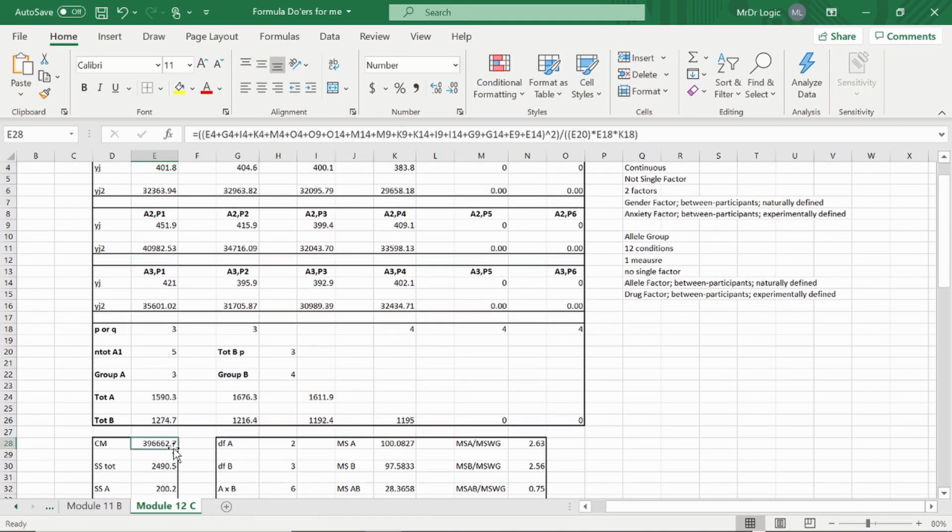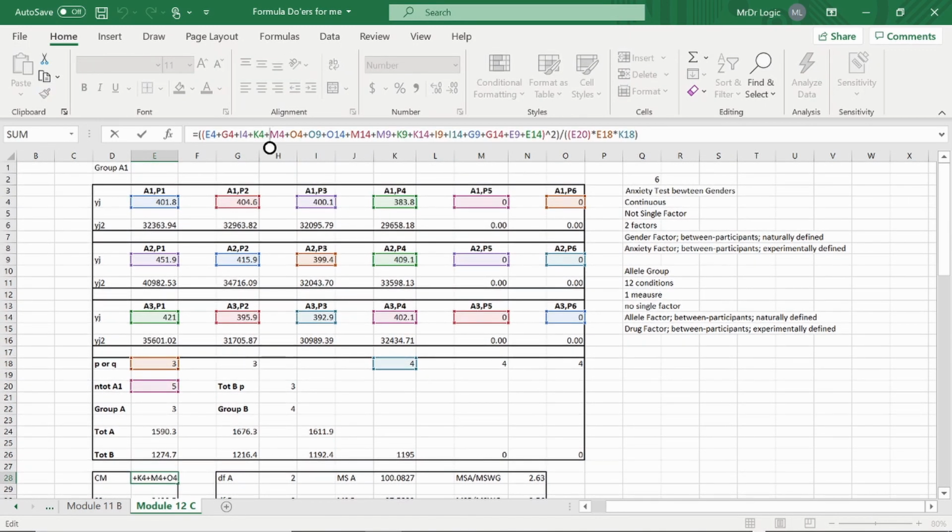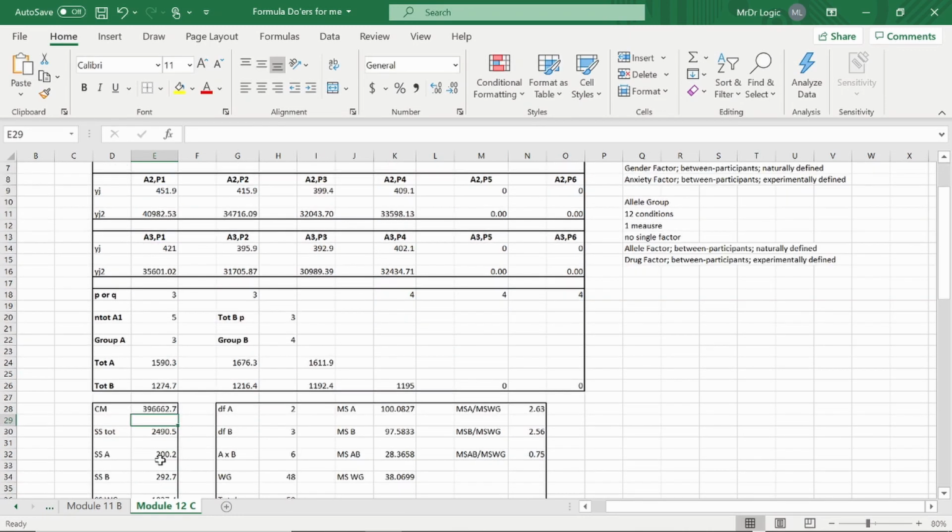So essentially, if I were to click here on the CM, boom. All of this squared. You can see if I were to click here specifically, E4, G4, M4, O4, and then O9, because it's just me jumping around. But you see all the 9s, all of row 4, all of row 9, all of row 14. There's no exception. And then E20, that is right here, times the P times the Q. They're all getting divided, and then you have the right answer.